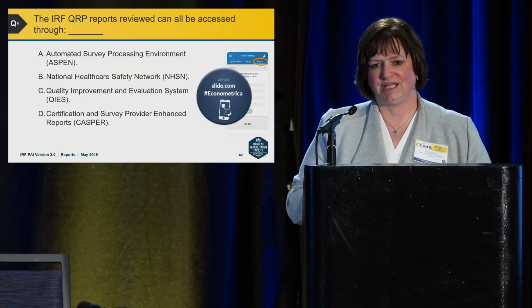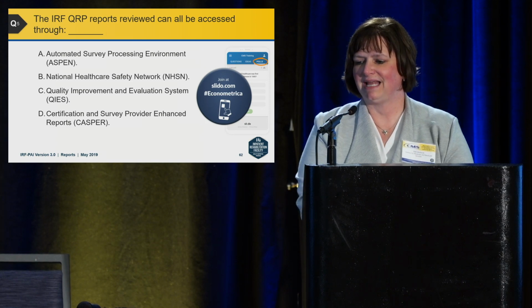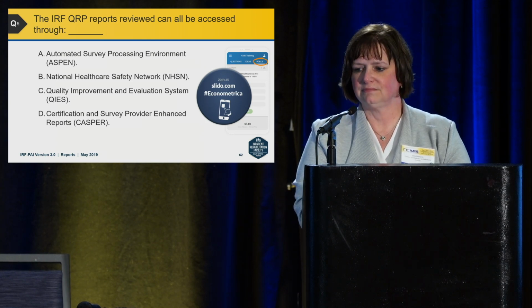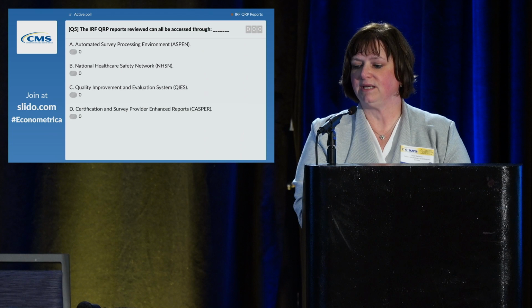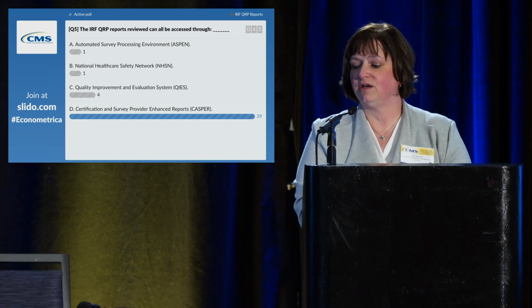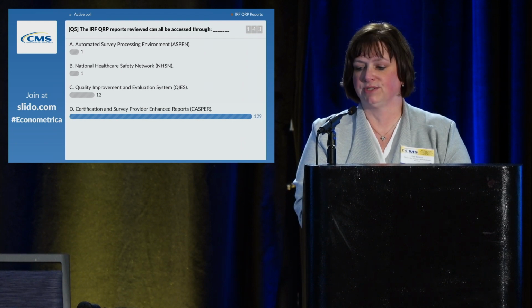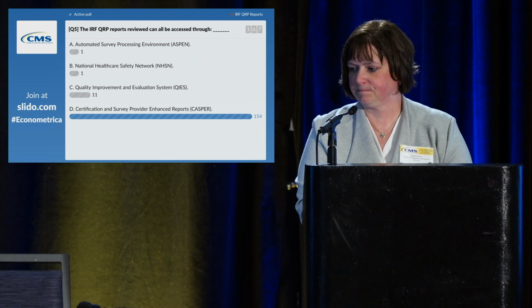I have a few more questions and then we'll get to the activity. So go ahead and access Slido. The question is: the IRF QRP reports reviewed can all be accessed through, is the correct answer A, the Automated Survey Processing Environment, or ASPEN; B, the National Healthcare Safety Network, or NHSN; C, the Quality Improvement and Evaluation System, or QIES; or D, the Certification and Survey Provider Enhanced Reports, or CASPER application.